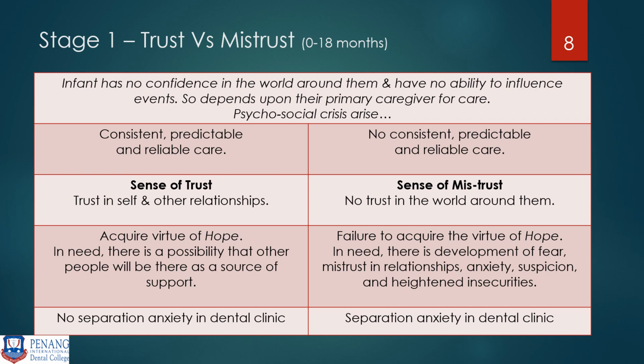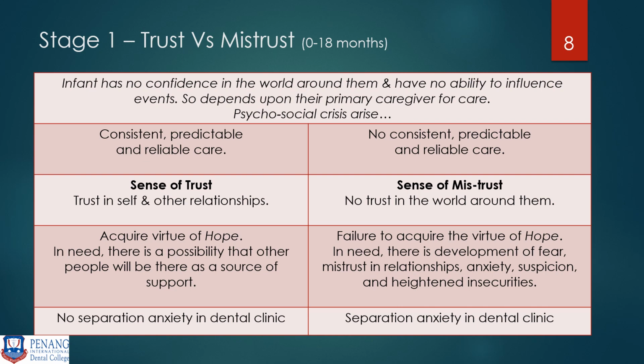So on one hand, you can have the primary caregiver, who is the mother, who gives consistent, predictable and reliable care, okay? And if the child receives consistent, predictable and reliable care, he develops a sense of trust. He develops a sense of trust in self and in other relationships. So basically he starts trusting people. And when he starts trusting people, he develops the virtue of hope, okay?